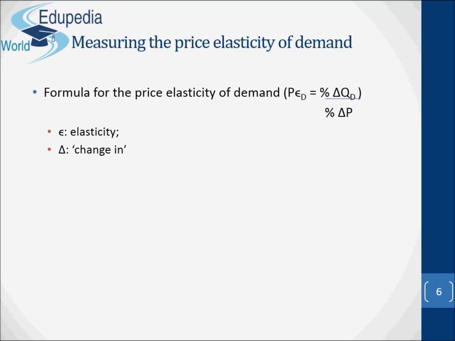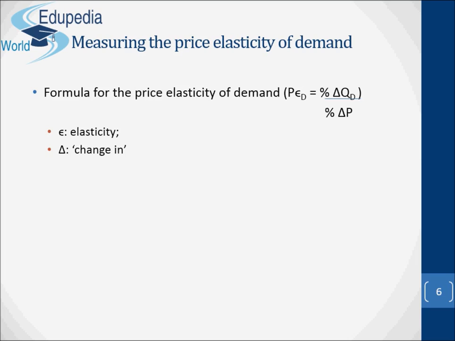Thus, if a 40% rise in the price of oil caused the quantity demanded to fall by a mere 10%, the price elasticity of oil over this range will be minus 10% divided by 40%, and that equals minus 0.25. Whereas, if a 5% fall in the price of cabbages caused a 50% rise in the quantity demanded, the price elasticity of demand for cabbages over this range would be 15% divided by minus 5% equals minus 3.